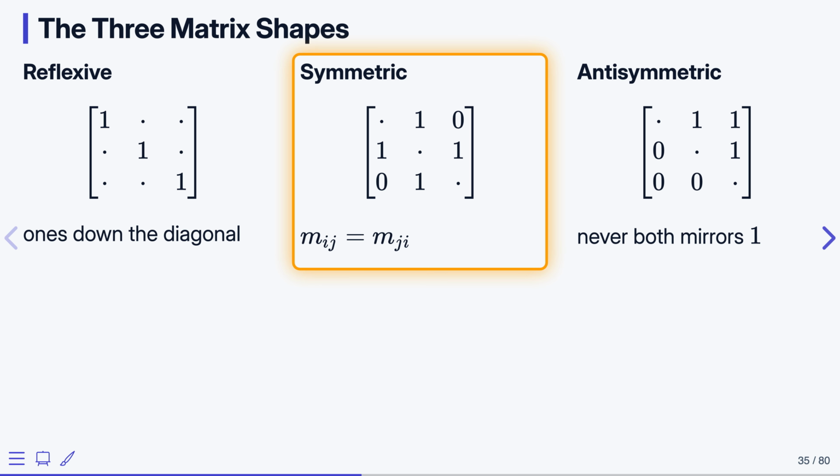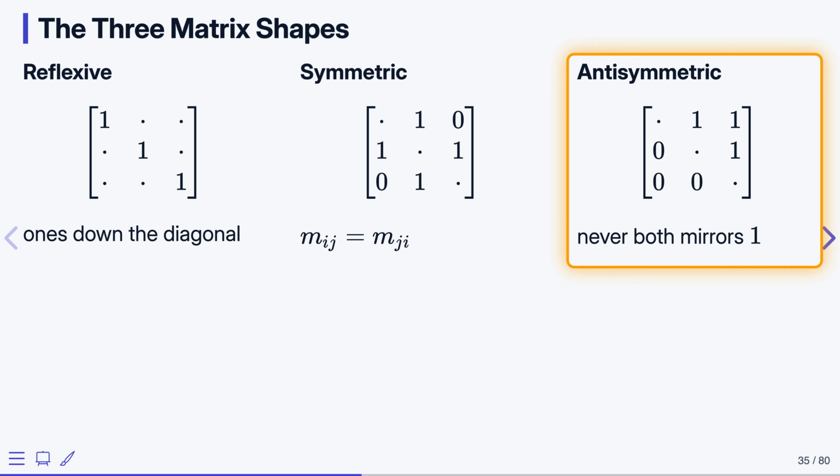The second matrix is symmetric. Row 1 column 2 is 1, and row 2 column 1 is 1. Row 1 column 3 is 0, and row 3 column 1 is 0. Every mirror pair matches, so the picture is the same if you fold it along the diagonal.